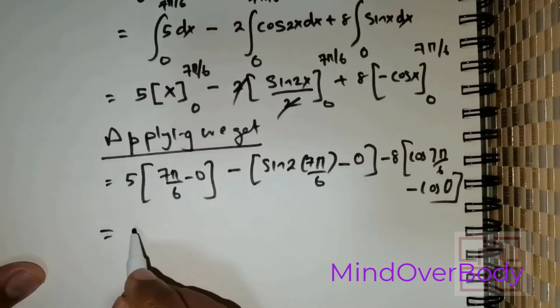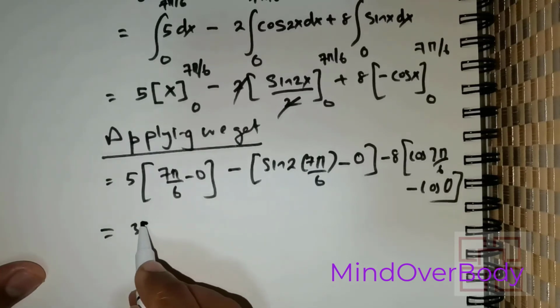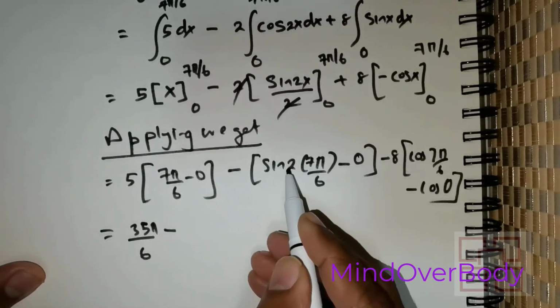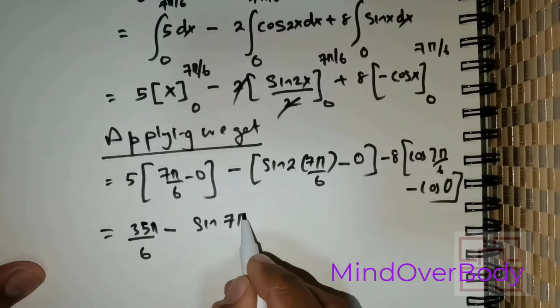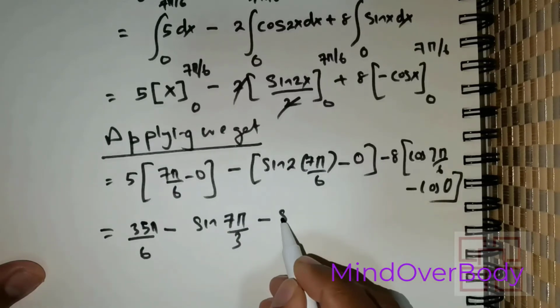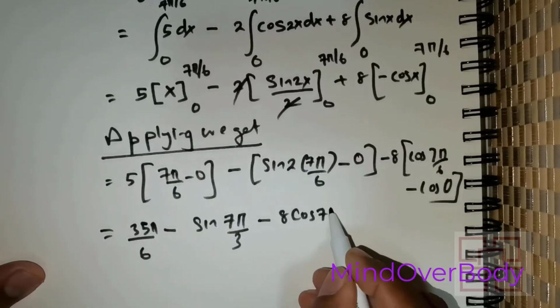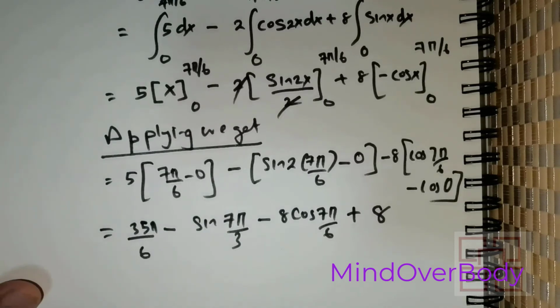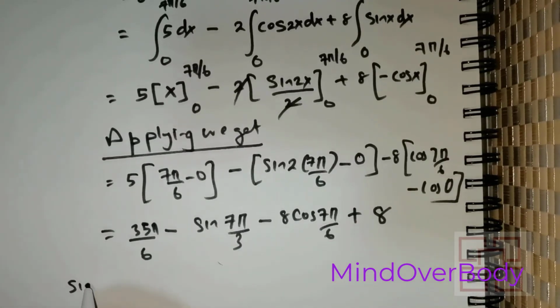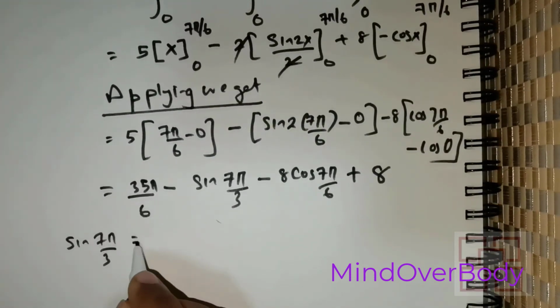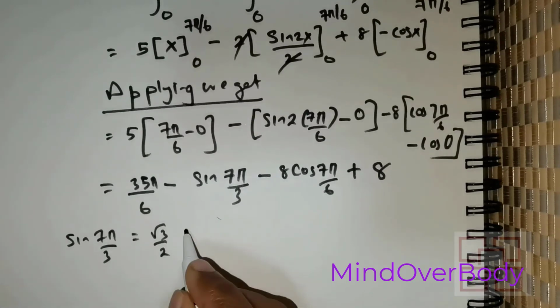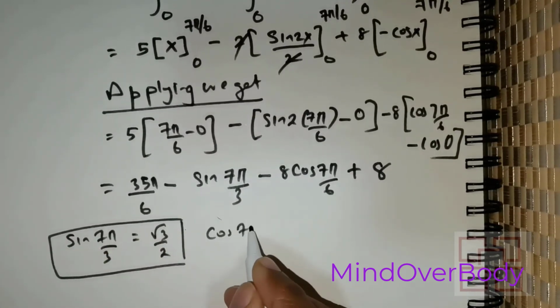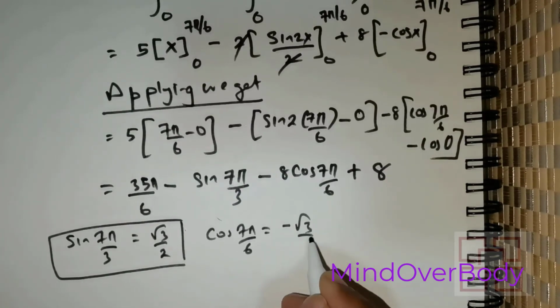Now this is rewritten as 5 times 7, which is 35 pi over 6, minus sin of 7 pi divided by 3, minus 8 times cos 7 pi over 6, and plus, now cos 0 is 1, so that's going to be 8 there. So I have to do some rearrangement. Now these two quantities have to be simplified. Sin 7 pi over 3 is going to be positive root 3 over 2, and cos 7 pi over 6 is going to be negative root 3 over 2.